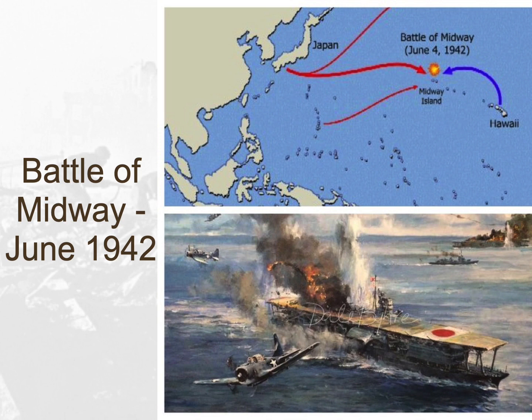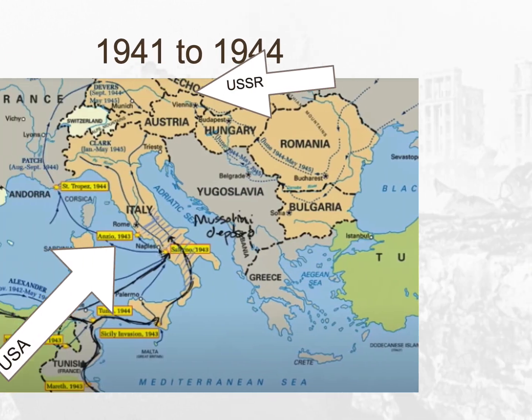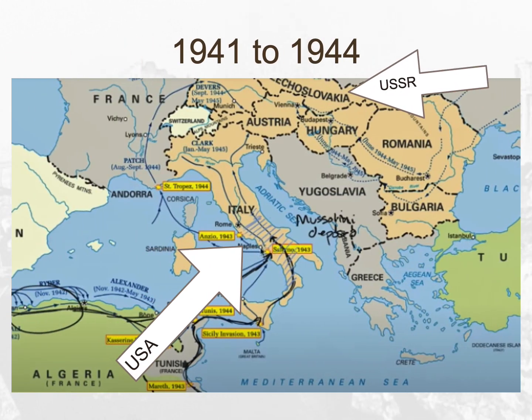Meanwhile, in Europe, American forces are doing everything they can to try to force Hitler back. But in order to do that, they have to come ashore on mainland Europe. Because remember, Hitler controls the entire continent. So the United States and the Soviet Union work together. The Soviet Union attacks from the east, coming through Czechoslovakia, Austria, and Hungary to try to push the Germans back into Germany. The United States, meanwhile, comes through North Africa into Italy and begins destroying Italian forces, forcing them back.